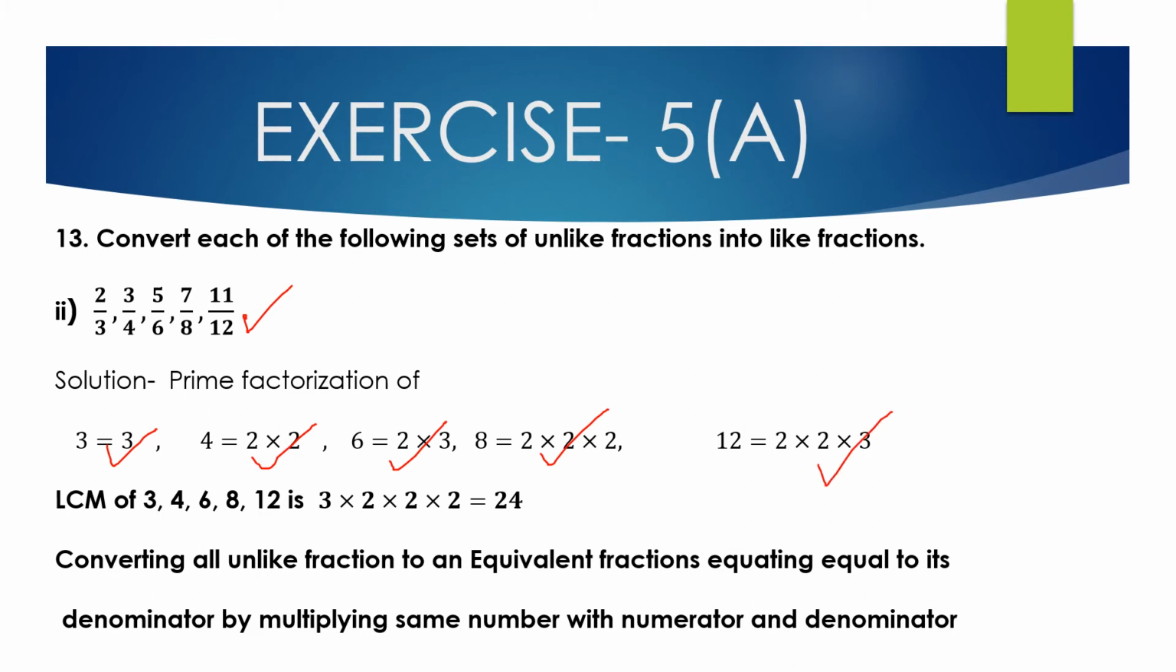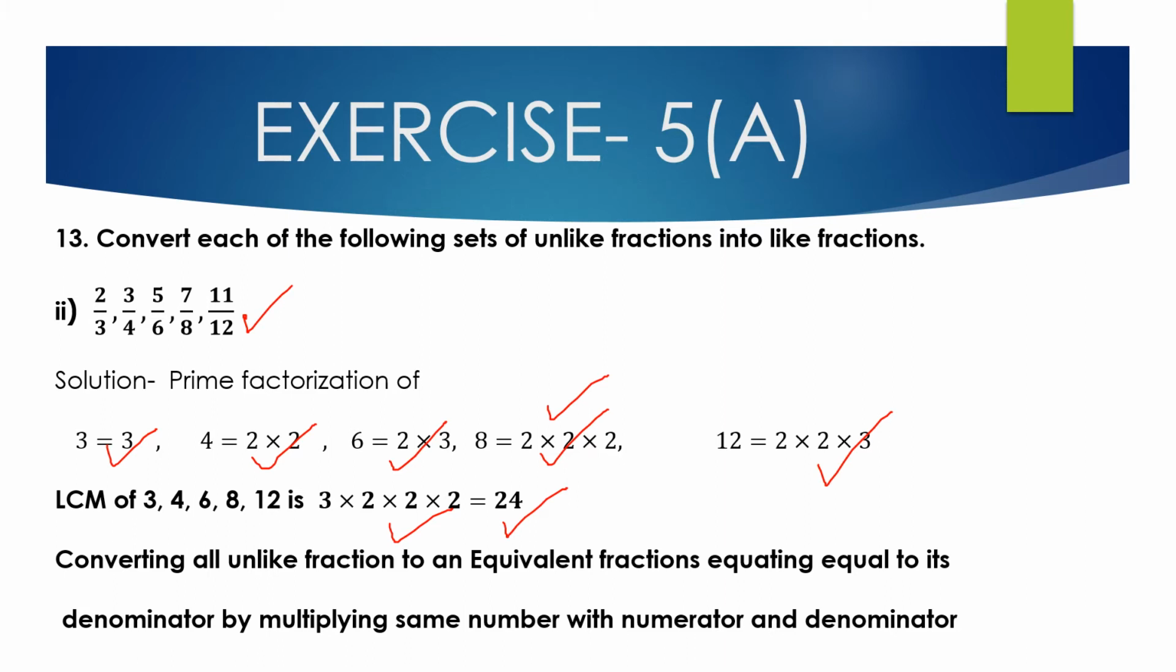Now find the LCM of the denominators. LCM of 3, 4, 6, 8 and 12 is 2 multiplied with 2 multiplied with 2 multiplied with 3. That is, 2 multiplied with 2 multiplied with 2 is 8, 8 multiplied with 3 is 24, and 24 is the LCM of the denominators 3, 4, 6, 8, 12.